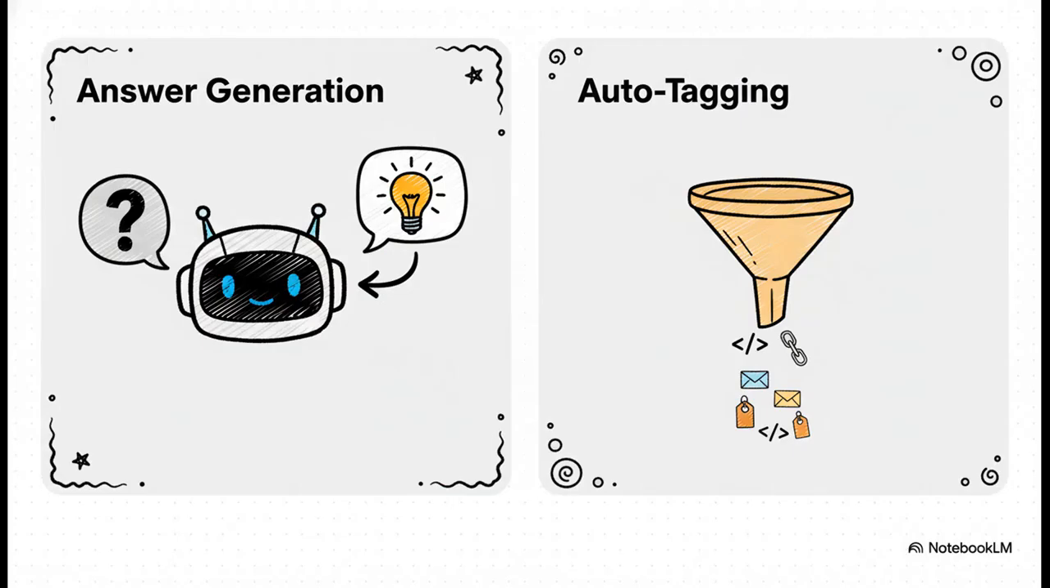So this local AI has 2 main jobs. The first one is answer generation. This is where you can just ask it a question in plain English, like, what was that tracking number from yesterday? The second job is auto-tagging. The AI is constantly, proactively categorizing everything you copy with useful tags like email or code, which makes finding things later way, way more accurate.